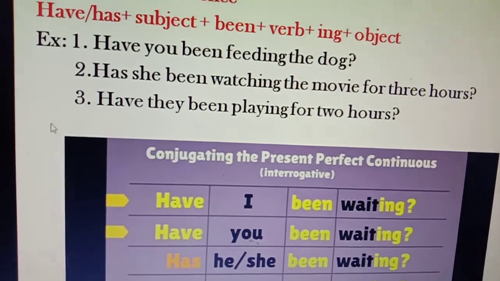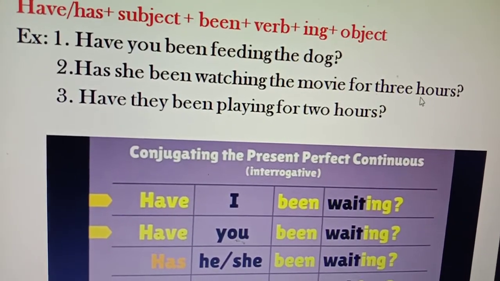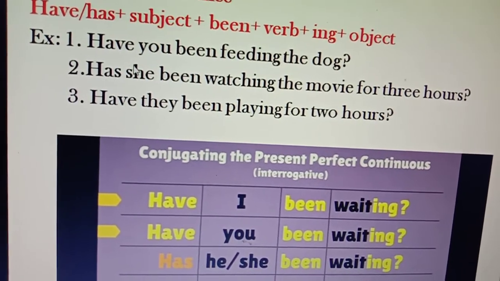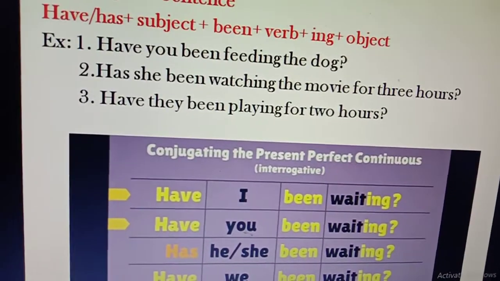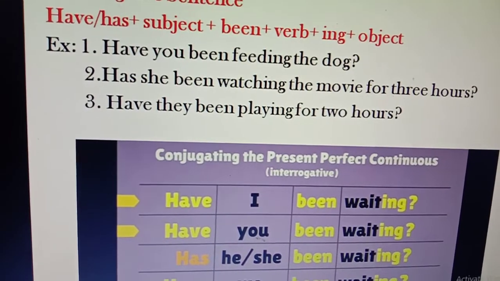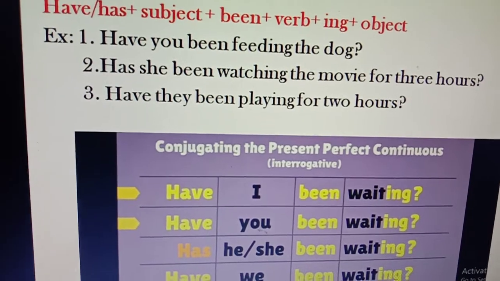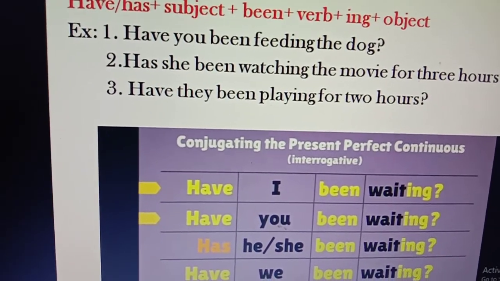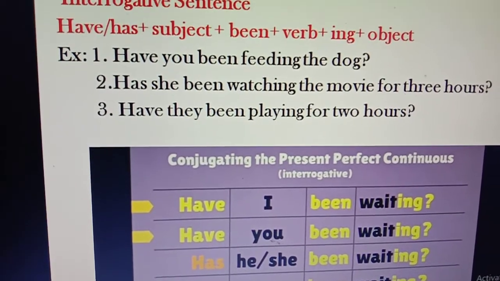Okay, then has she been watching the movie for 3 hours? So as the subject is she, here you have to write has. Then in the third one I have written have they been playing for 2 hours? So as the subject is they, you have to write here have. Have they been playing for 2 hours?